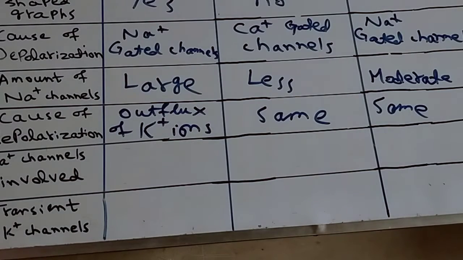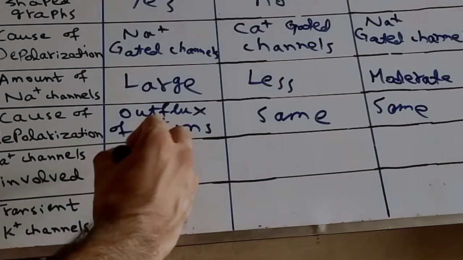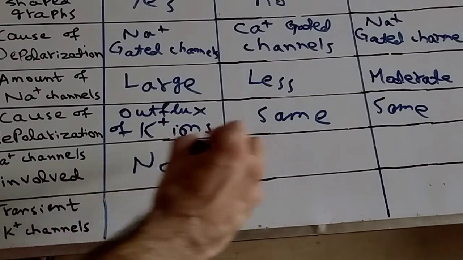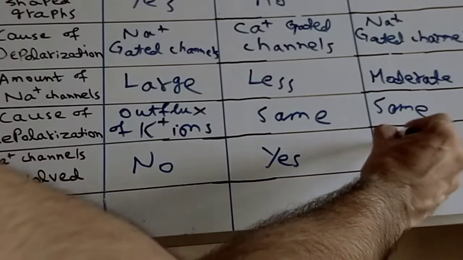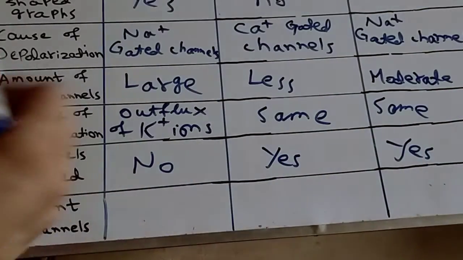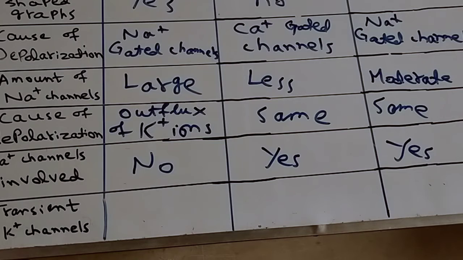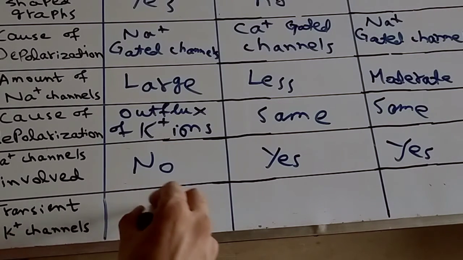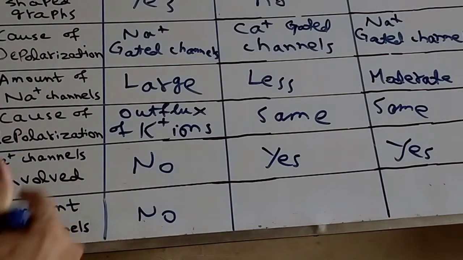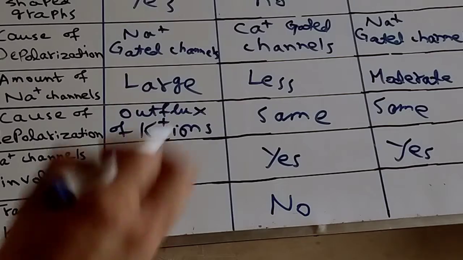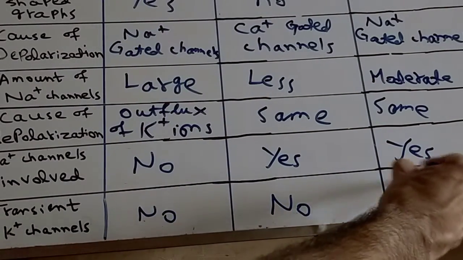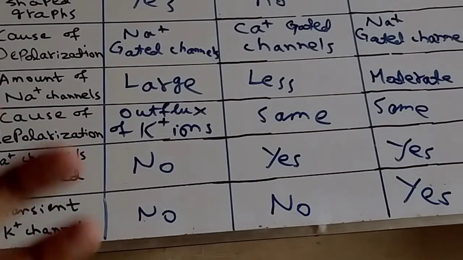Now talking about the calcium channels involved, so we have no calcium channel involved in the skeletal muscles, but calcium channels are involved in the case of both smooth and the cardiac muscles. Now talking about the transient potassium channels, so no transient potassium channels are found in the skeletal muscles, and also no transient potassium channels are found in the smooth muscles as well, but transient potassium channels are found for the cardiac muscles. So this is the complete table.